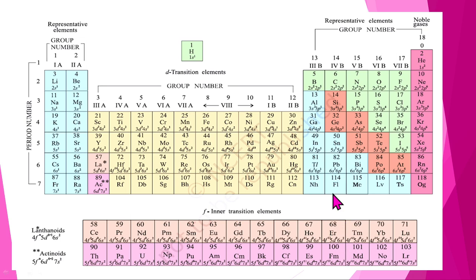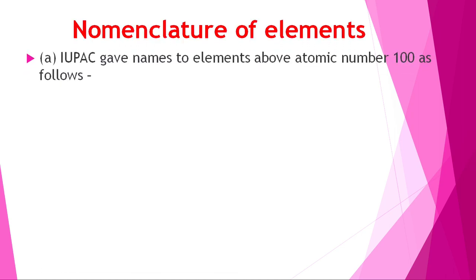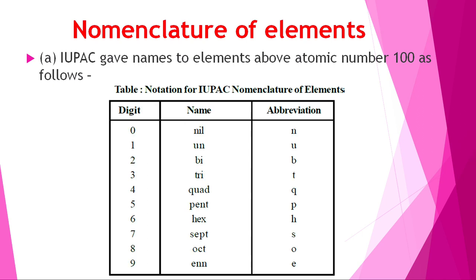So now we will discuss the nomenclature of elements according to the IUPAC system, and how we can write the names of the elements whose atomic number is more than 100. You can see on the screen: for 0 we write nil, abbreviation N; 1 is un, abbreviation U; 2 is bi, B; 3 is tri, T; 4 is quad, Q; 5 is pent, P; 6 is hex, H; 7 is sept, S; 8 is oct, O; and 9 is enn, E. So, if the atomic number is 101, how will we write the name?